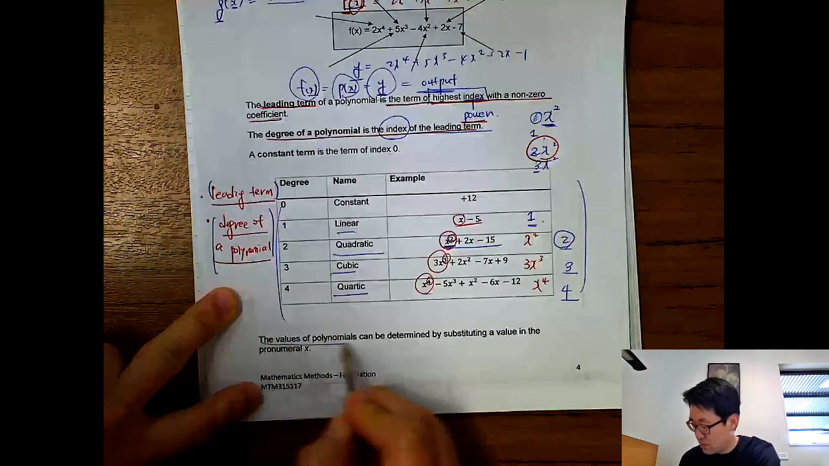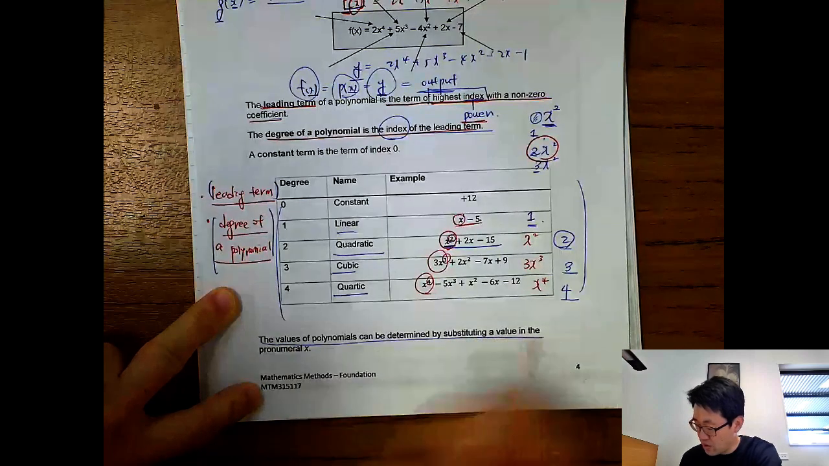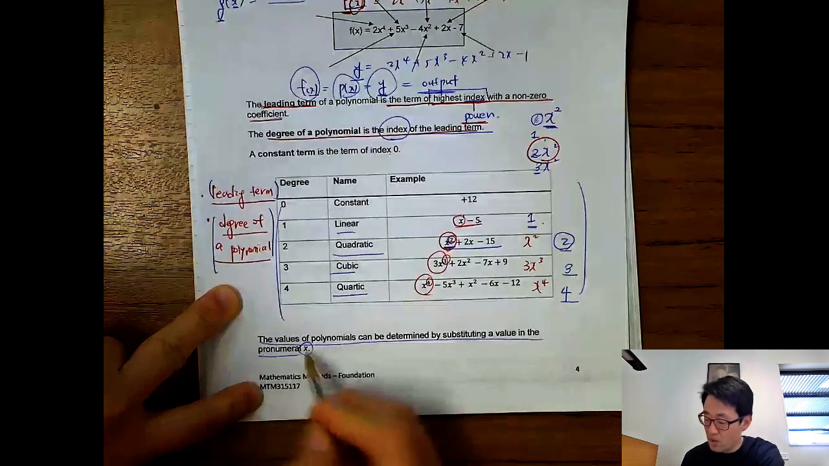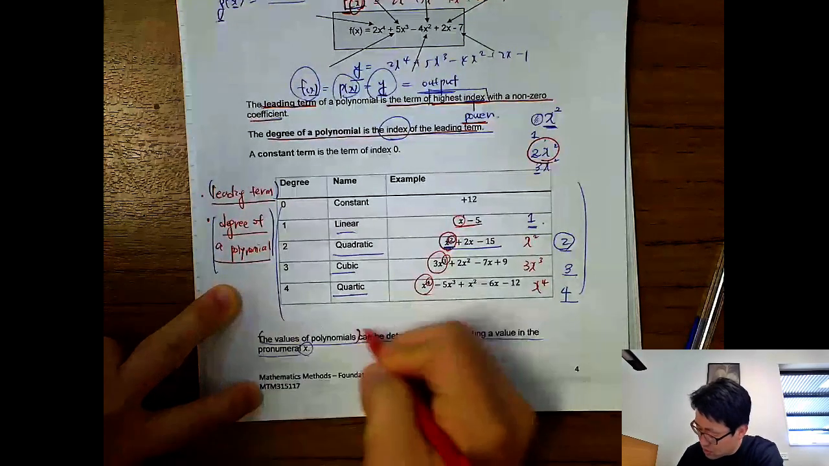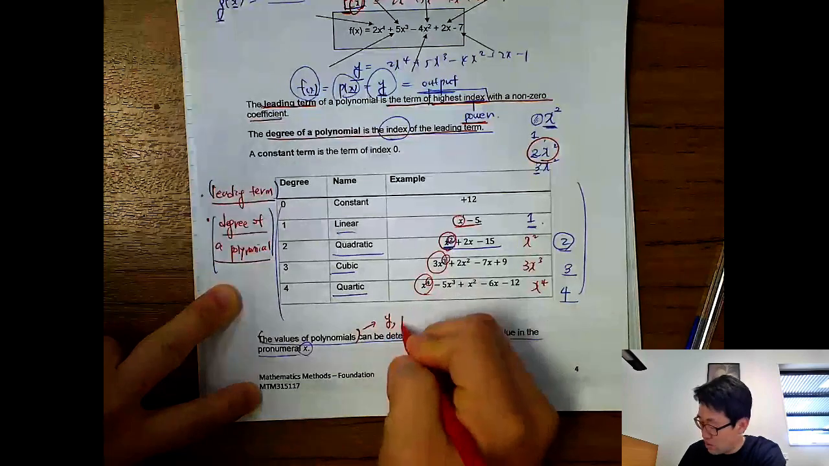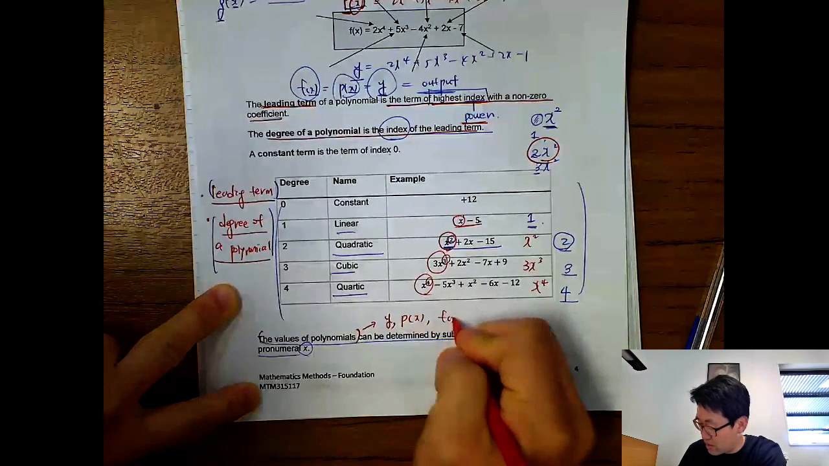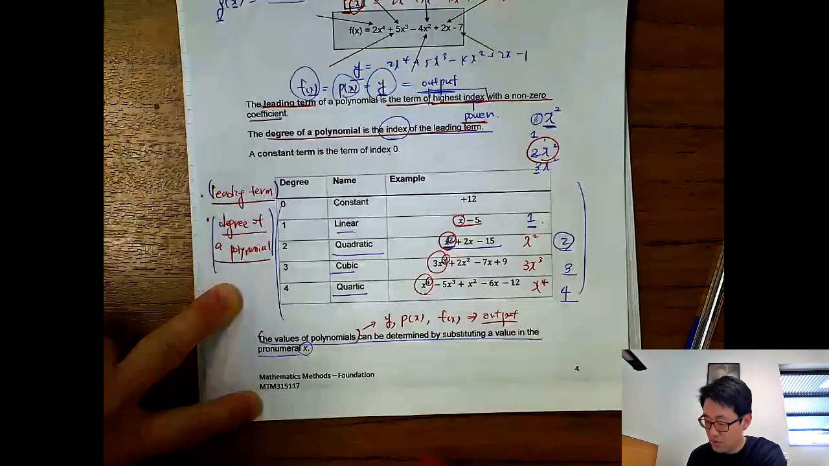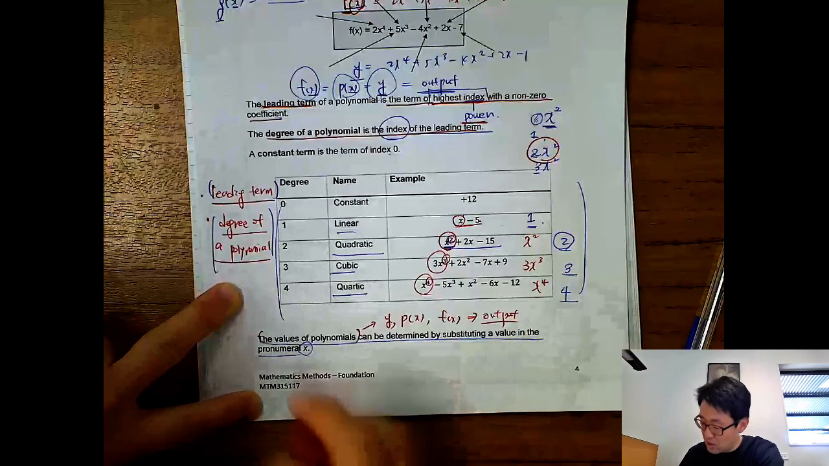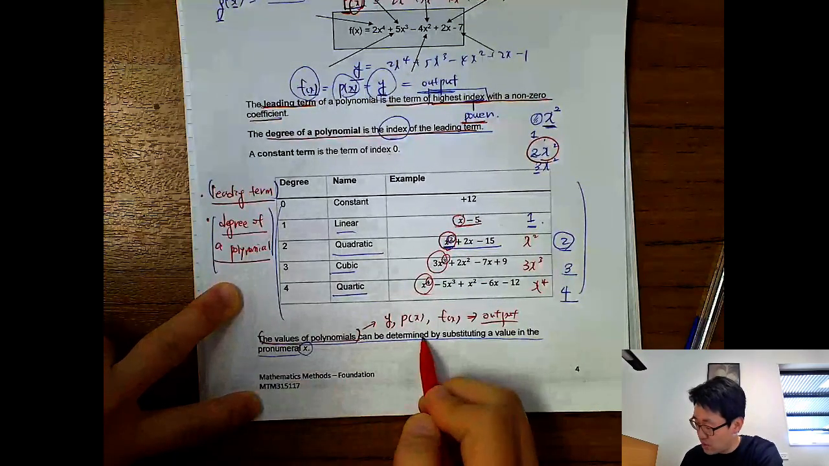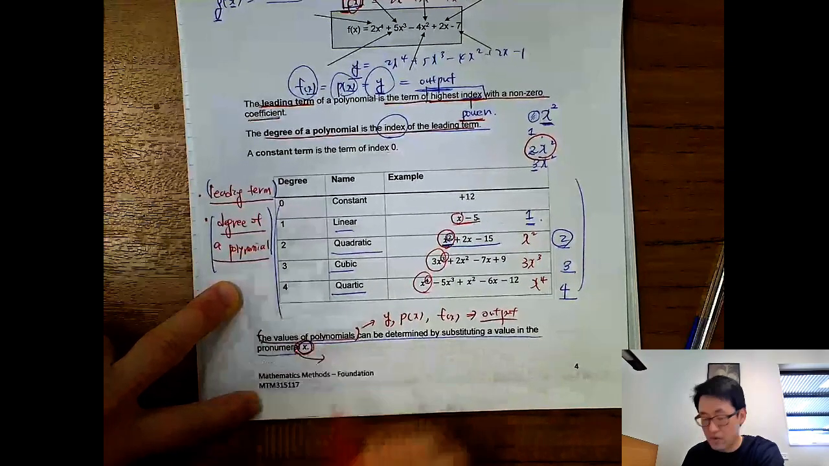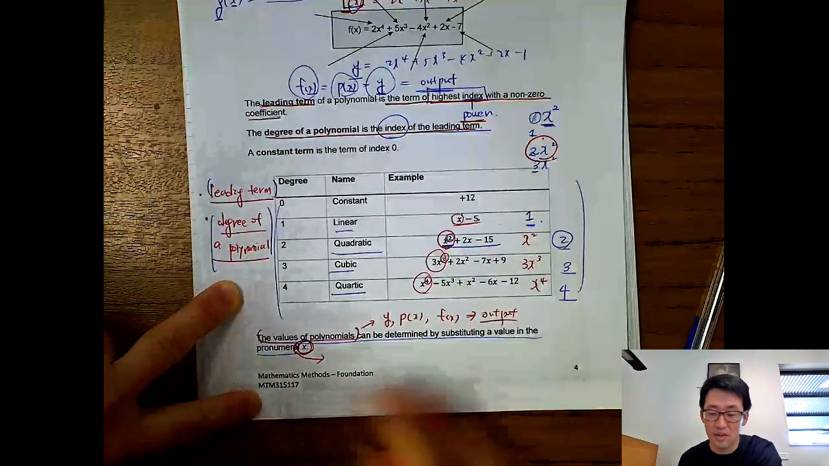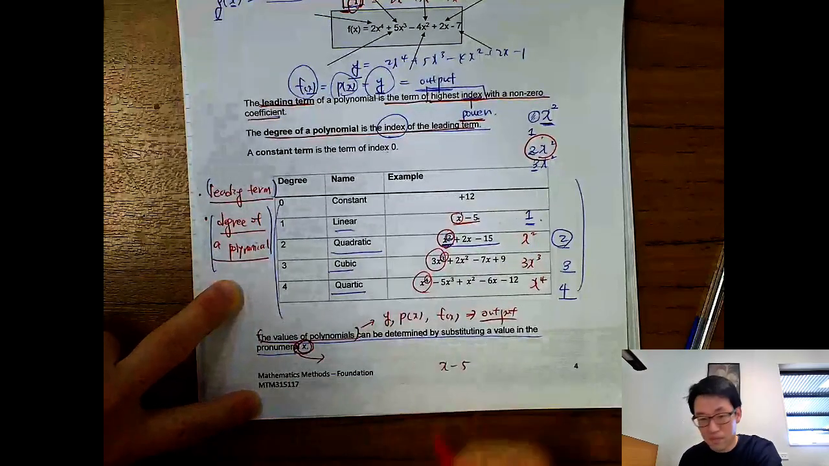The value of a polynomial can be determined by substituting a value for x in the polynomial. Which means the value of the polynomial is the y value, or p(x) value, f(x) value, which means the outcome or output. The output can be determined, based on what? The x value. It depends on what we put in for x. For example, x is minus 5. So in this case, we keep using polynomial, so I will use p.